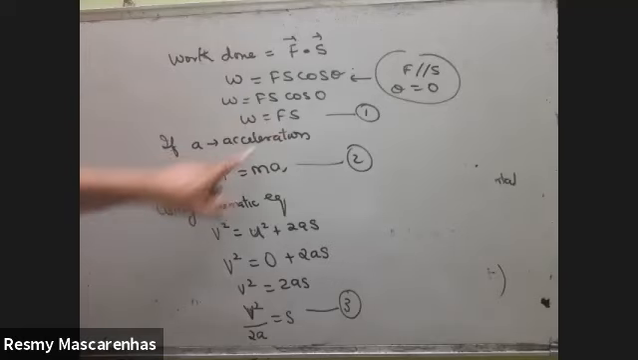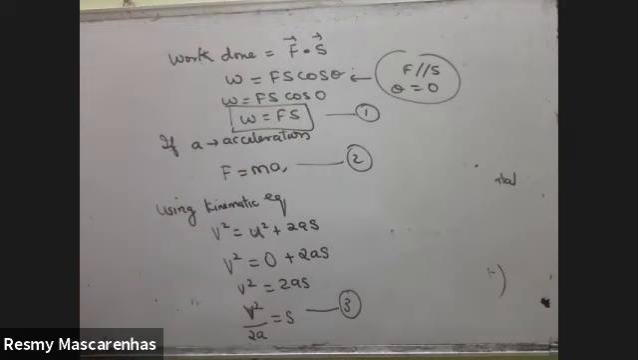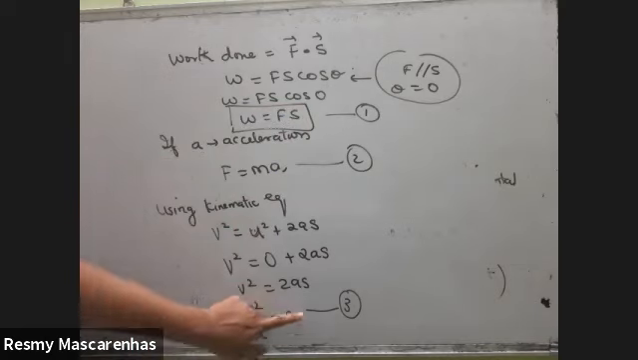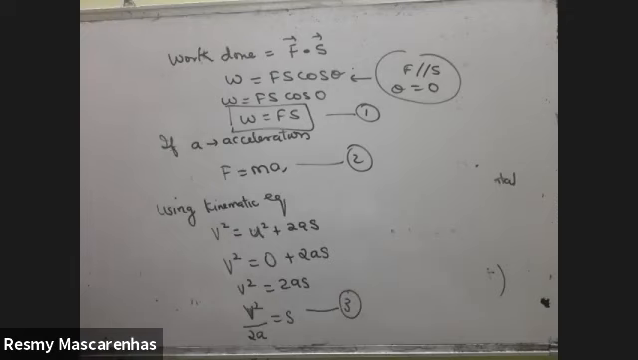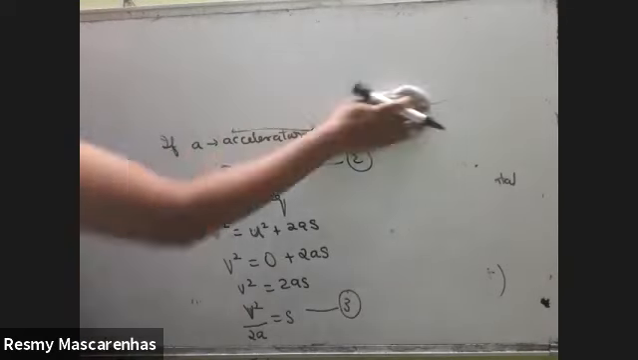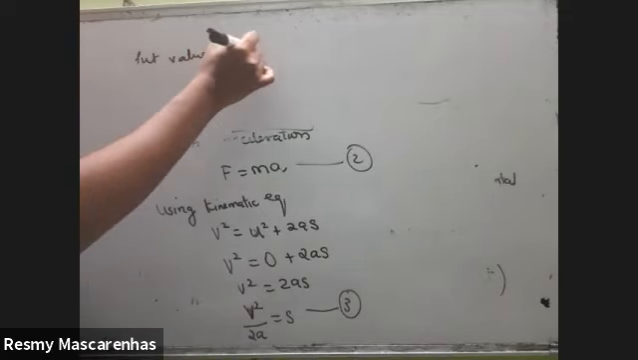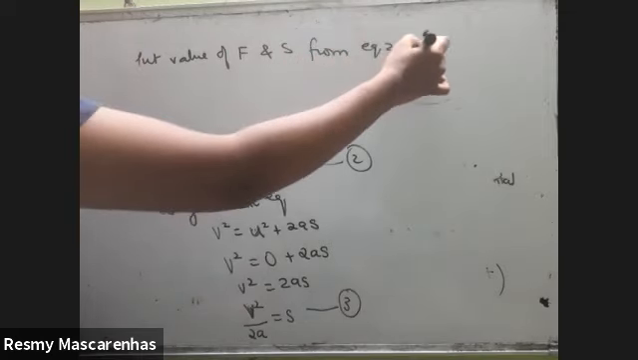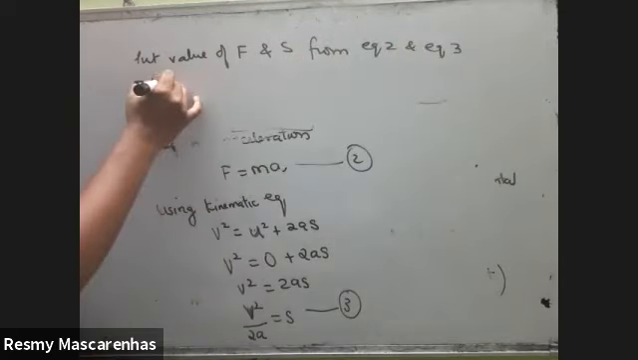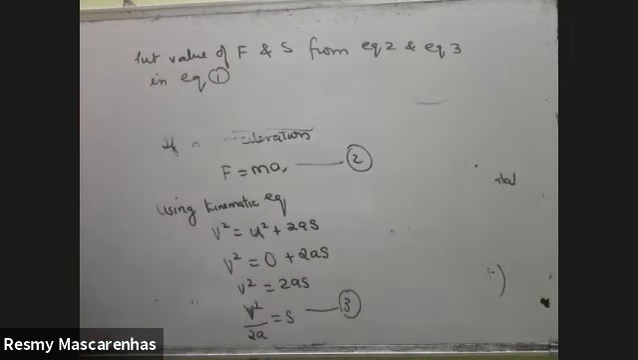So we got the value of C. Basically, we have to calculate the work done. We know what is F and we know what is S. So we'll put the values of F and S from equation 2 and equation 3 in equation 1. So this and this you have to put in equation 1.